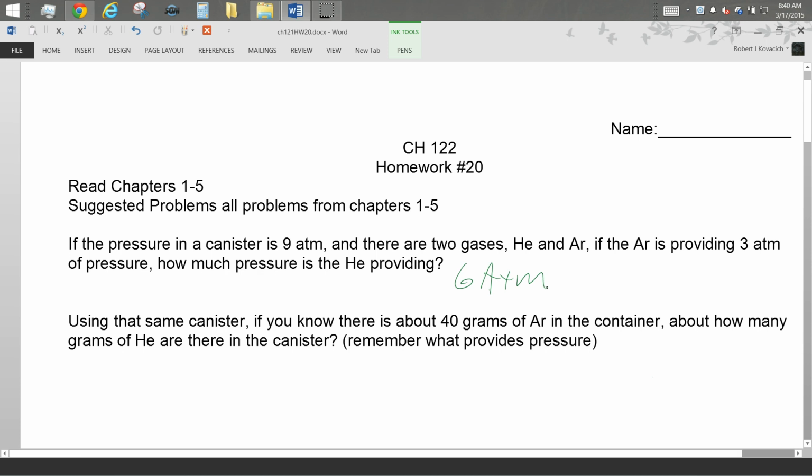Not necessarily twice the mass, and definitely not. It's actually going to be considerably less mass because the helium's a 4 mass and the argon's a 40 mass. But there are literally twice as many helium particles if the pressure is double.